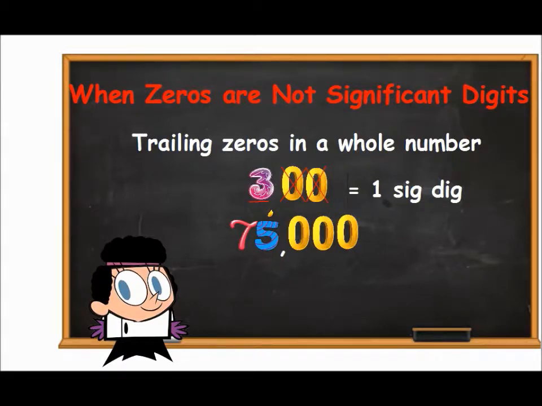In 75,000, we have 3 trailing zeros. Those zeros at the end are not significant because this is a whole number. So we only have 2 non-zero digits, which are 7 and 5, and that's it.